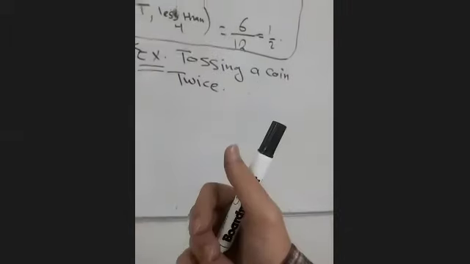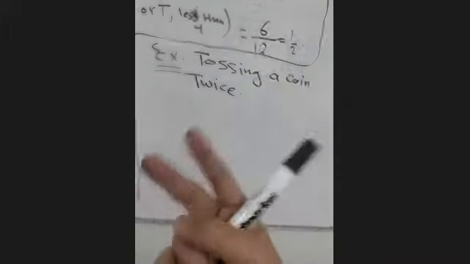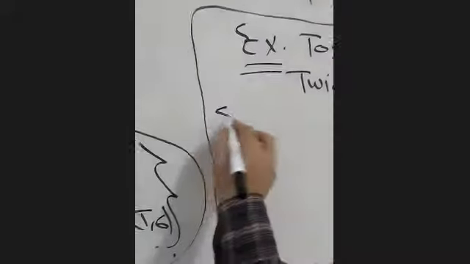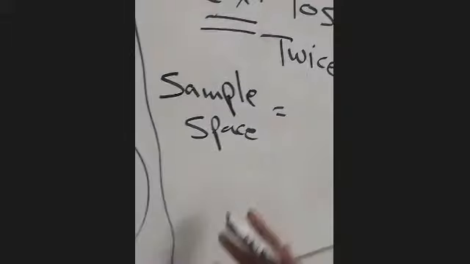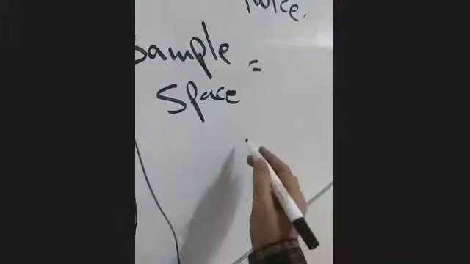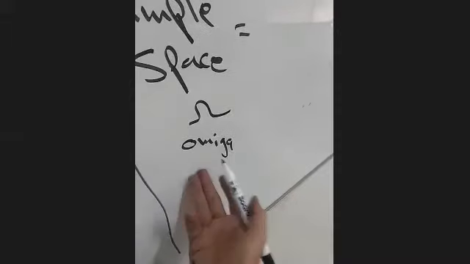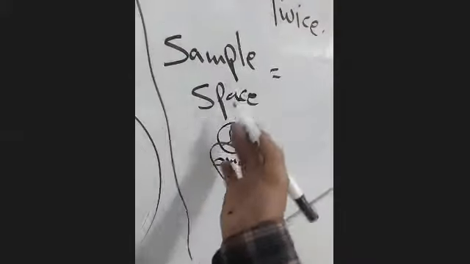I will toss the coin the first time. Then I will record my result. Then I will toss the coin the second time. Then I will write the result. Which means it is compound, not simple. But how will I write the sample space? I will say sample space equals. By the way, in math, the shortcut of sample space is this sign, and we call it omega. When you say something like this, omega, it means sample space, but it's okay. Just memorize it as sample space.